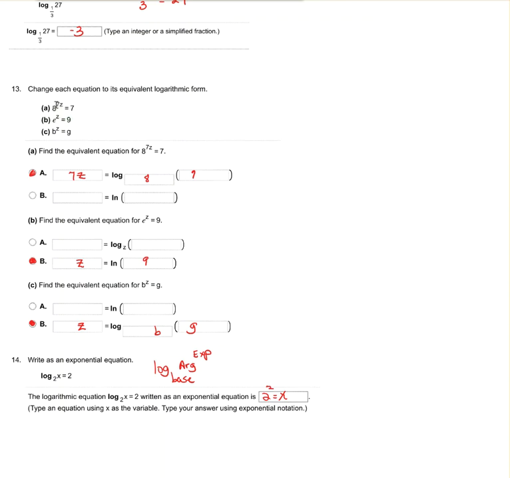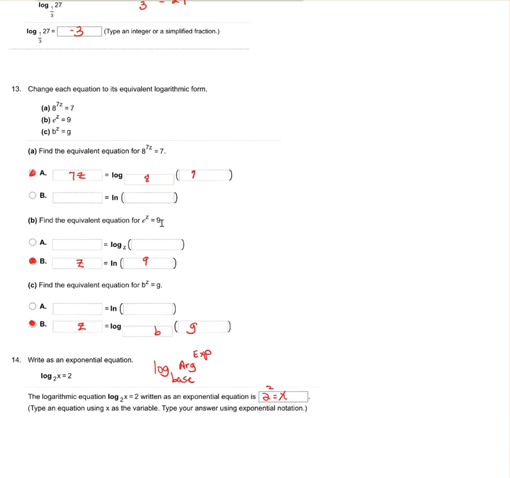So 8 to the 7z equals 7. We're going to choose the log option, so this one. And the exponent is always going to go here, so the 7z goes here. Log base 8 of 7. Okay, log base 8 of 7 equals 7z. They kind of got it written backwards.